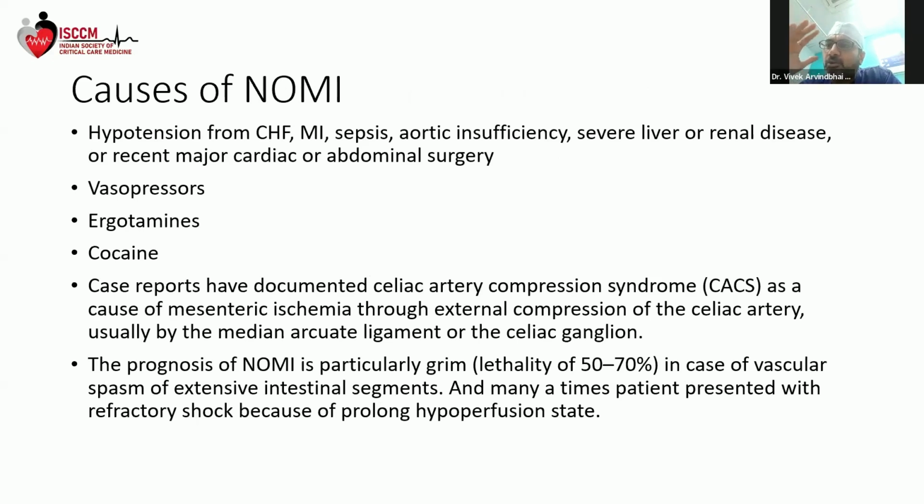We are receiving patients who have multi-organ involvement in a shock state, like cardiogenic shock or septic shock. These all present with non-occlusive mesenteric ischemia. As has been mentioned, hypotension from CHF, MI, sepsis, severe liver or renal disease, or a recent major cardiac or abdominal surgery, going into shock. Other common etiologies are very high doses of vasopressors, ergotamines, cocaine and so on, right?